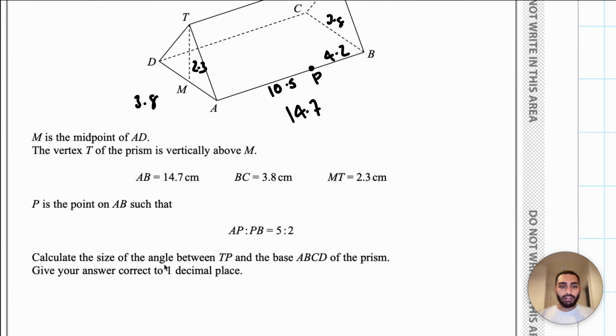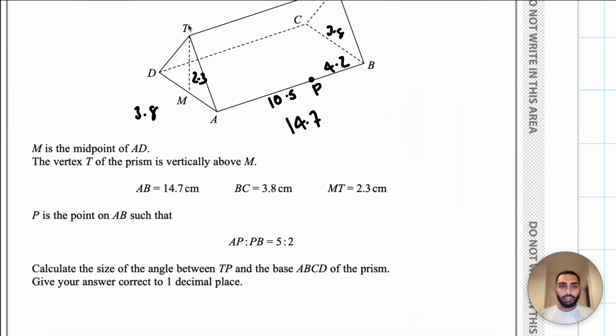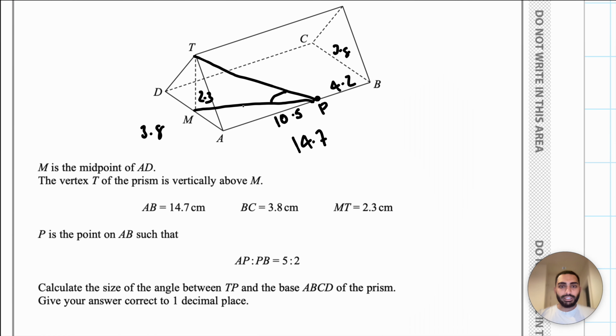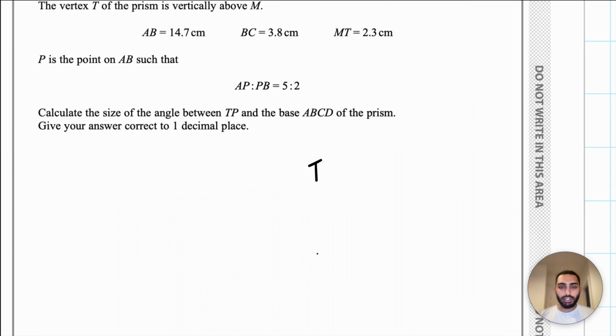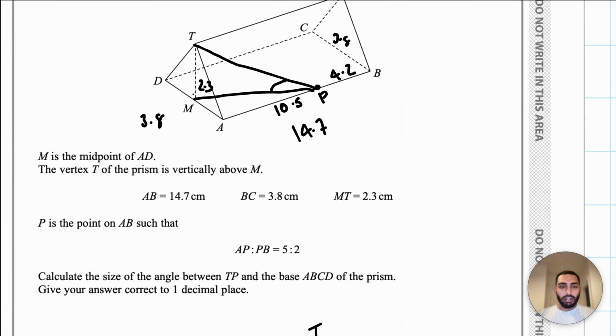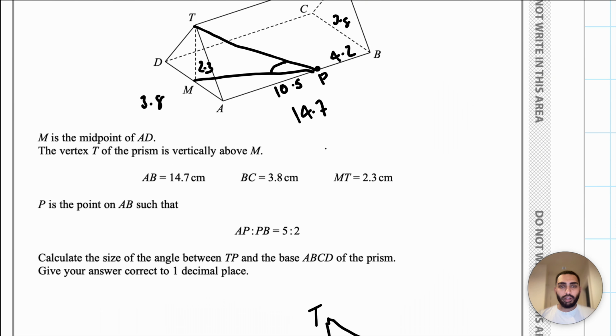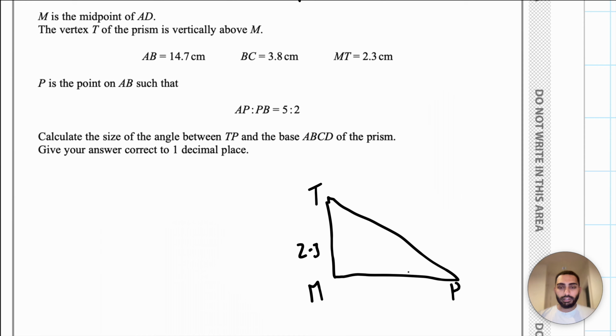Calculate the size of the angle between TP, so TP is this line here, and the base ABCD of the prism. So we're going to draw a triangle over here, and we're trying to find this angle. Give your answer correct to one decimal place. Let's draw this triangle TMP out. So I've got T, M, and P. And I know that this height is 2.3. I'm trying to find what this angle at P is.